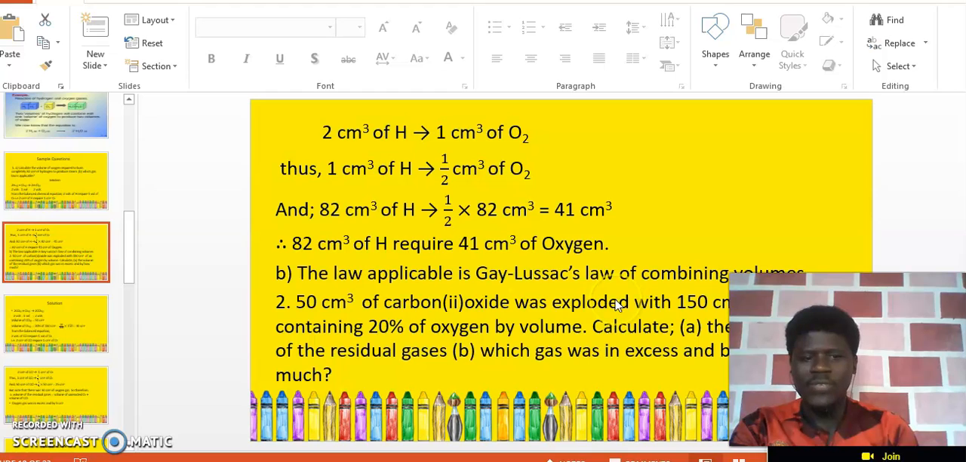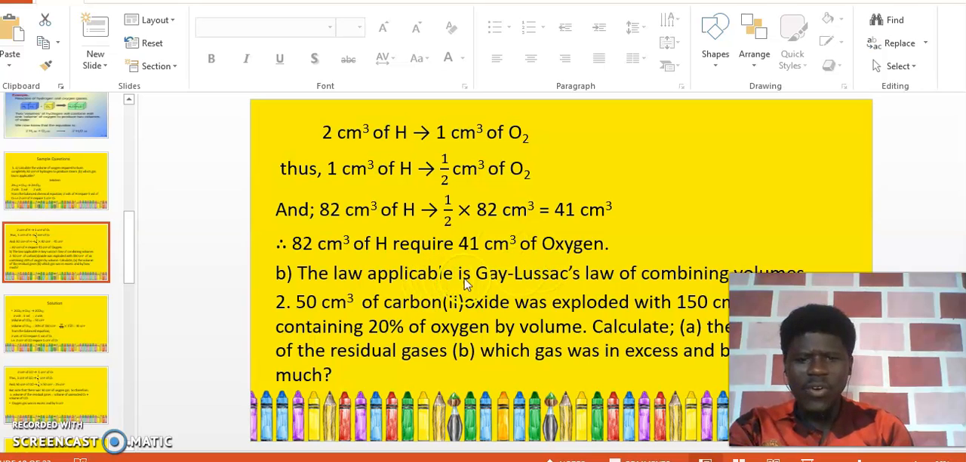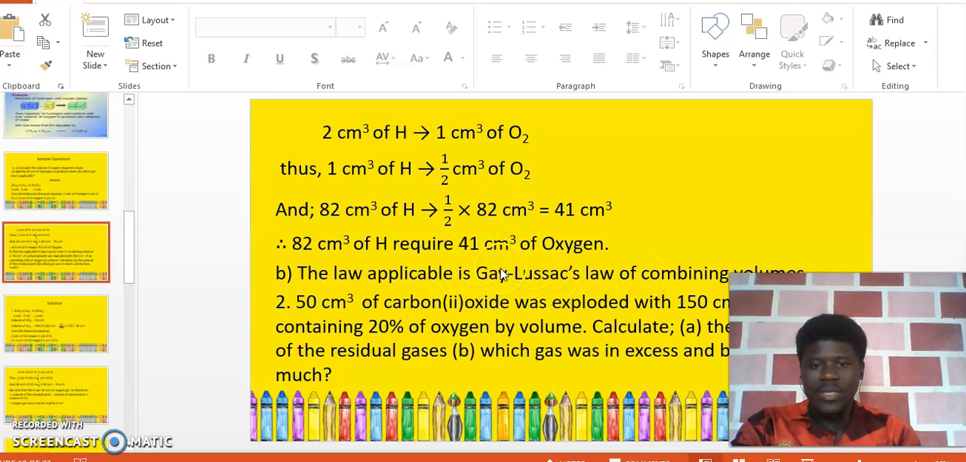So 82 cm³ of hydrogen requires how many? 41 cm³ of oxygen. And of course, the law applicable is again Gay-Lussac's law of combining volumes. That's the law that is applicable to chemical reactions between gases when it comes to gas laws. Okay, so now we have an assessment for you.